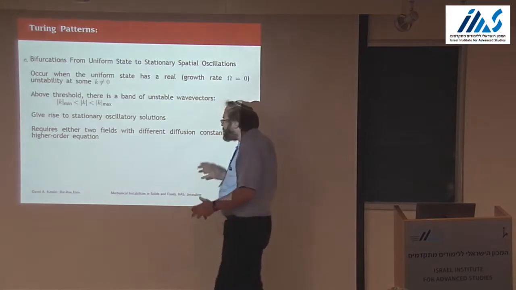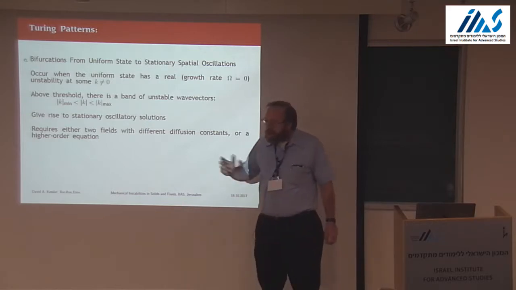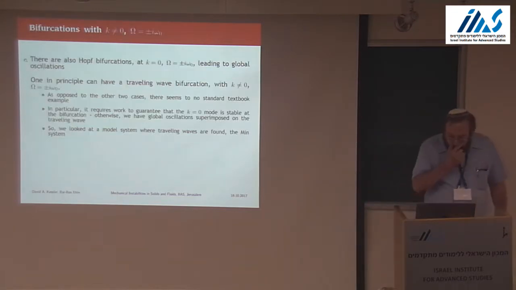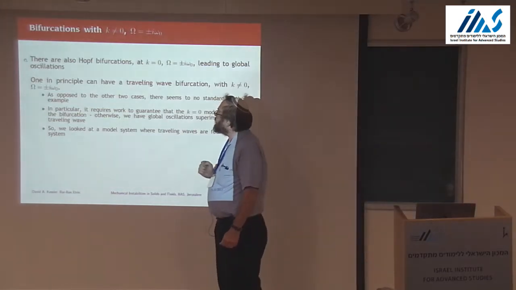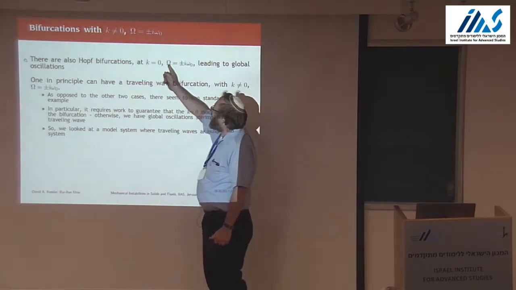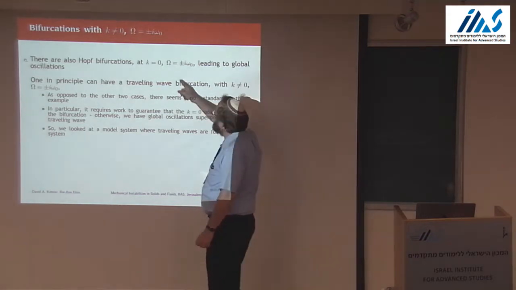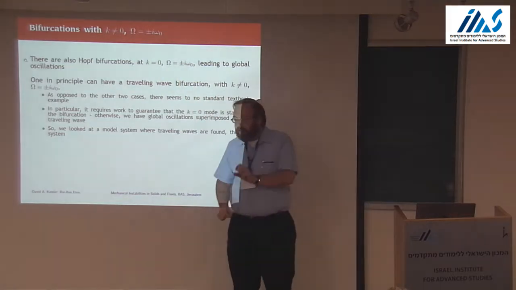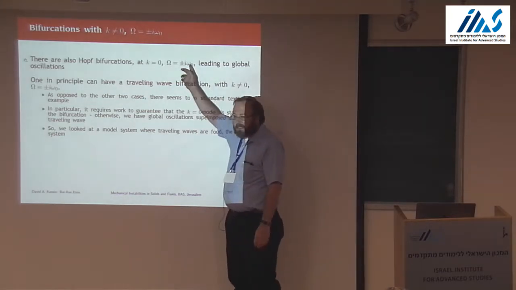To get this requires, as the minimum way, either two fields with different diffusion constants or a higher order equation like the Swift-Hohenberg equation, some fourth order equation. All right. And there's another class of instabilities called Hopf bifurcations, which are instabilities at k equals 0 and pure imaginary growth rate. At the point of instability, the growth rate of the perturbation is pure imaginary. So below it, it's a small negative part with an imaginary part. Slightly above, it grows exponentially, but it also oscillates in time.